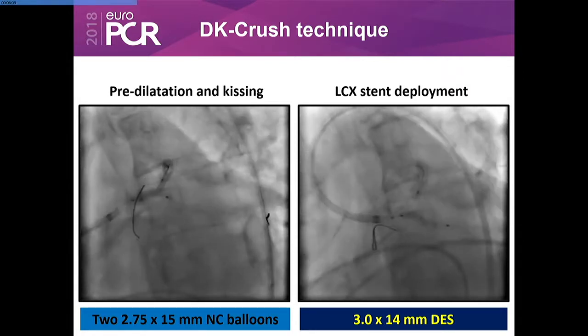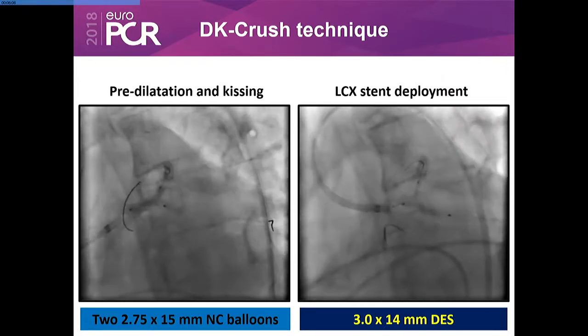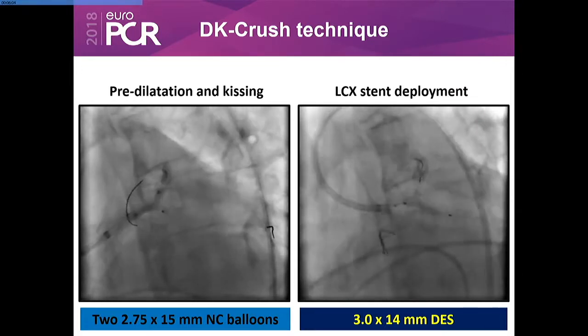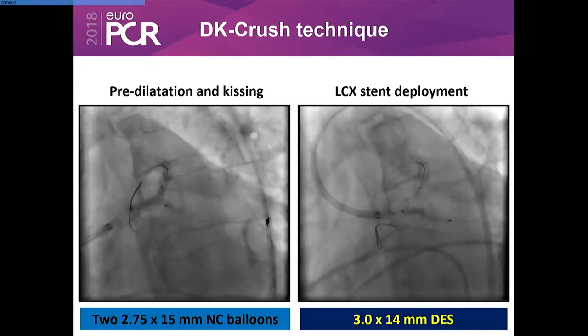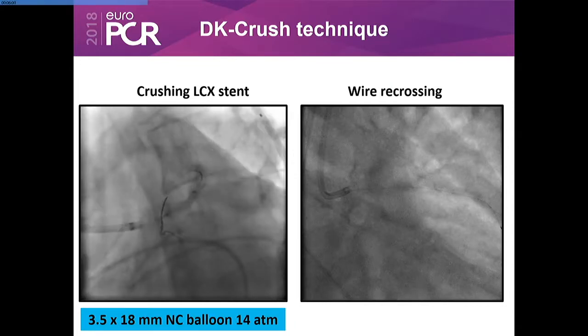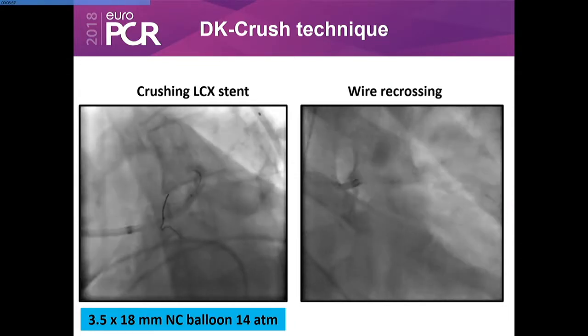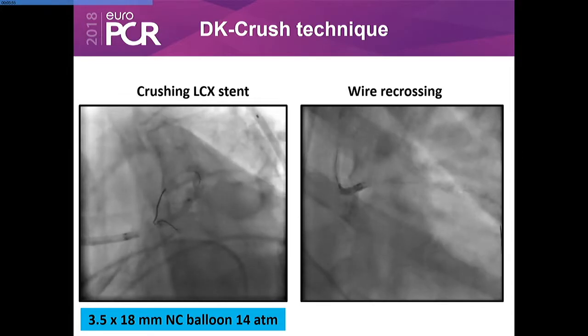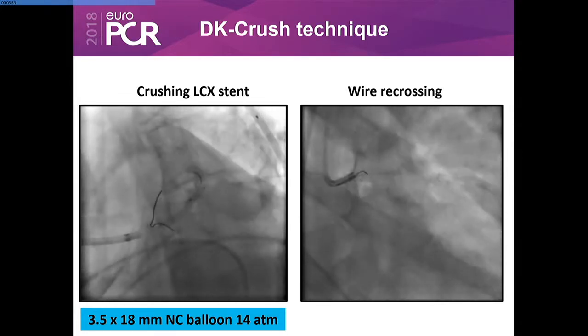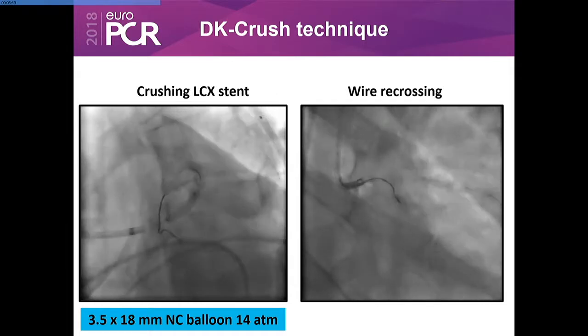Note that there was a non-compliant balloon in front of the ostium of the LCX, ready to crush the stent after its deployment. Then we removed the wire and crushed the stent using a 3.5 times 18 millimeter non-compliant balloon at high pressure. The next step is one of the most important steps in the DK crush, which is recrossing of the side branch through the proximal strut.